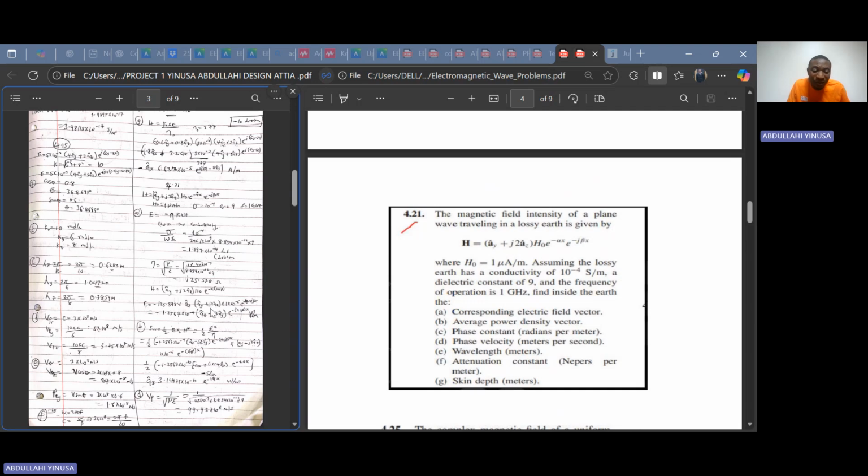And don't forget that this J is going to remain the same. However, that of the H is going to change when we want to calculate our average power density, because it's going to be equal to half multiplied by E multiplied by H conjugate. So while calculating the conjugate, we are going to change the sign of the J term, of the exponential term.